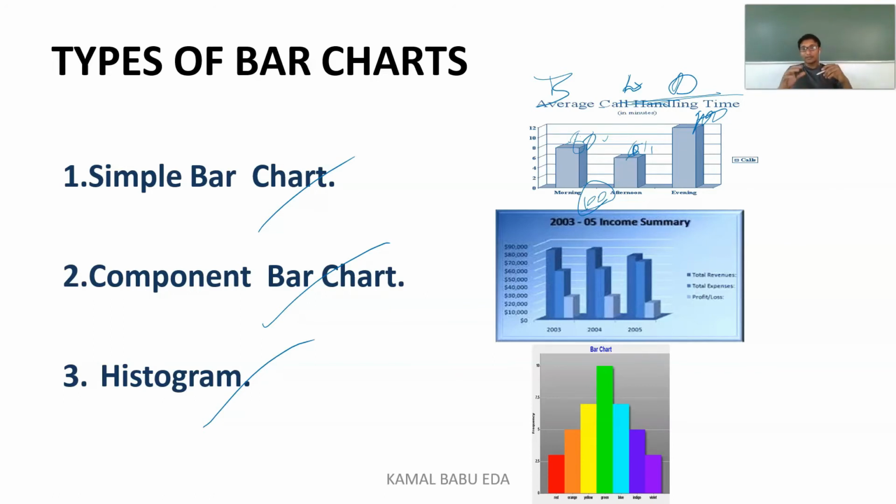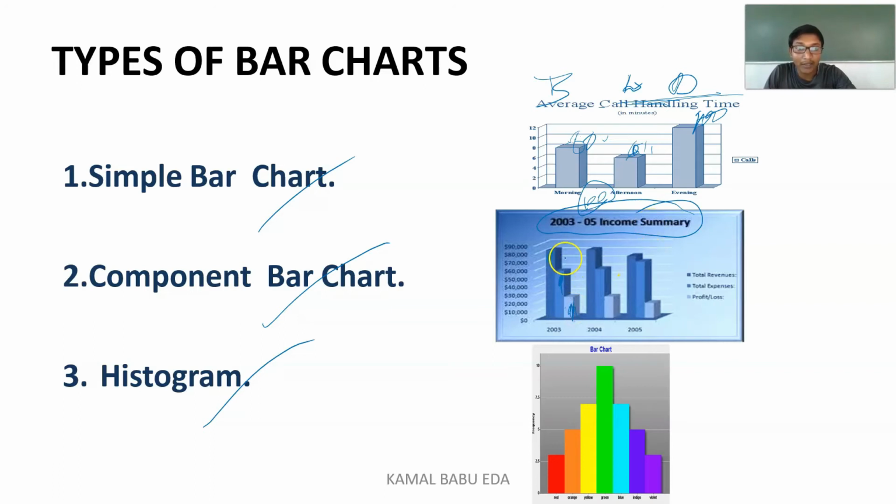And the component bar chart is also one of the simplest ways of expressing the details. For example, they have taken here the 2002 to 2005 income summary. This dark one is representing the total revenues, and this one is representing the total expenses, and this is representing the profit and the loss. Whatever the profit or whatever the loss is there, it is represented.